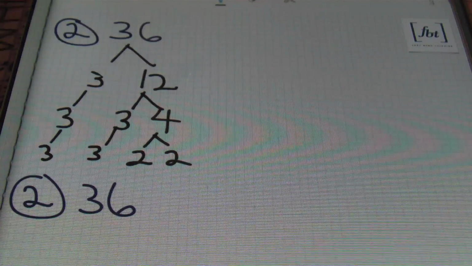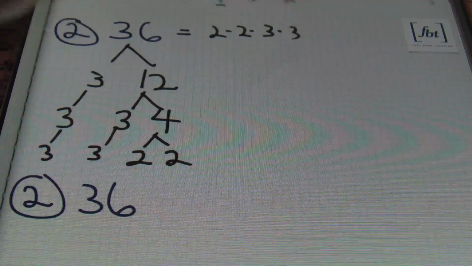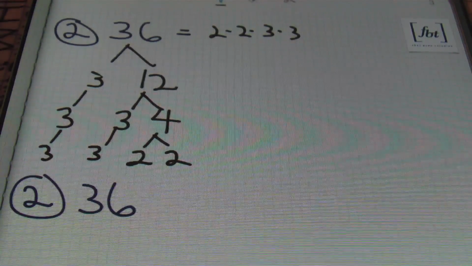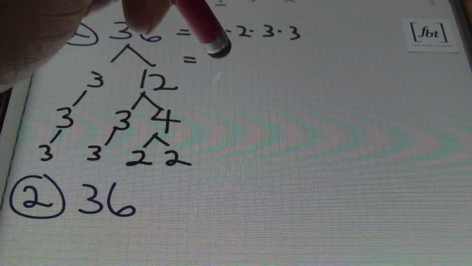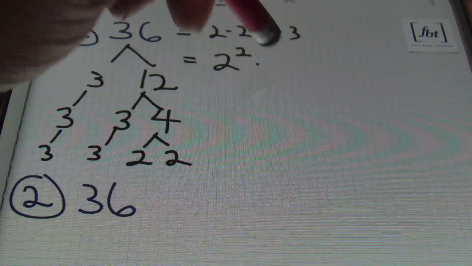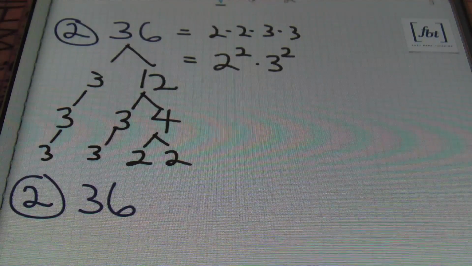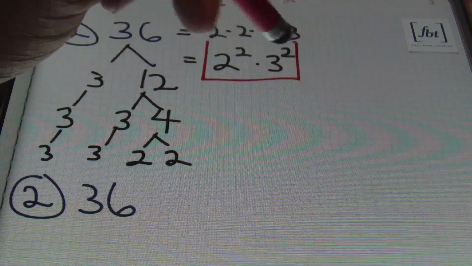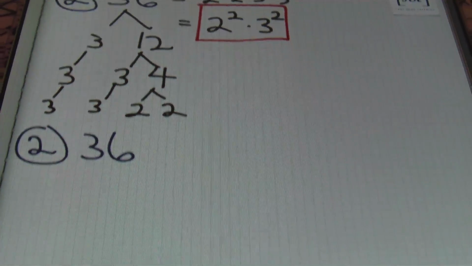The prime factorization of 36 is 2 times 2 times 3 times 3. Notice how I write them in ascending order. It helps me keep up with all my factors, and it also makes it easier to write it in exponential notation. So here I can easily see that I have 2 to the second power times 3 to the second power, and that's it. I'm red boxing it. All right, let's look at that upside down division way.